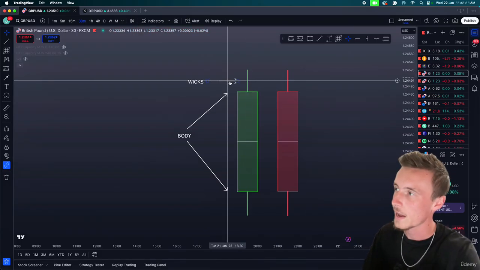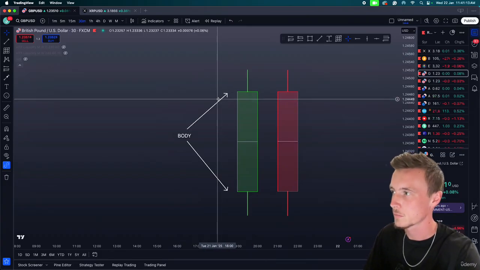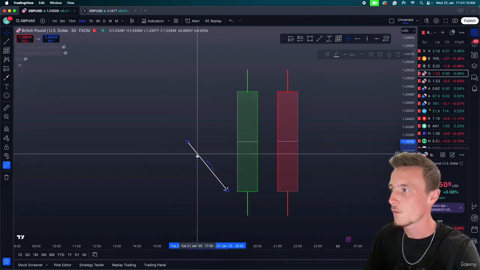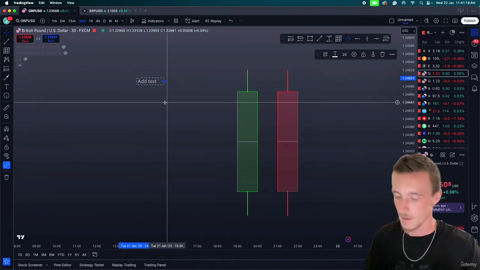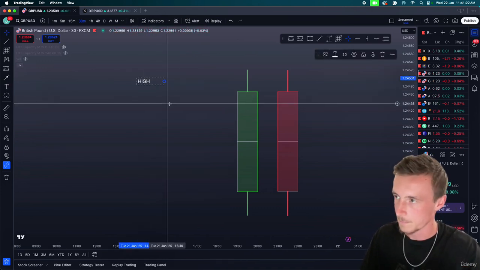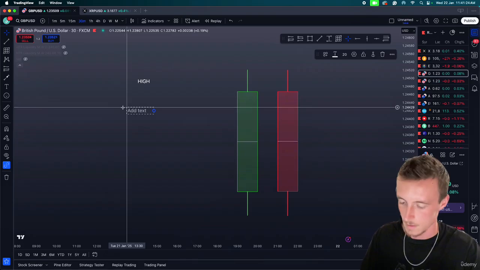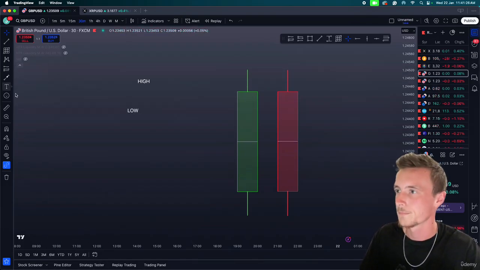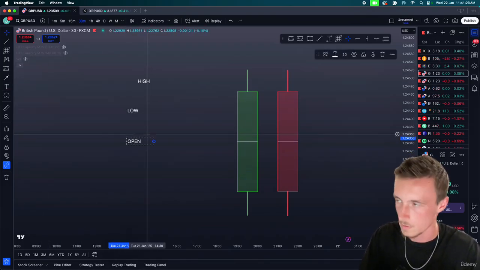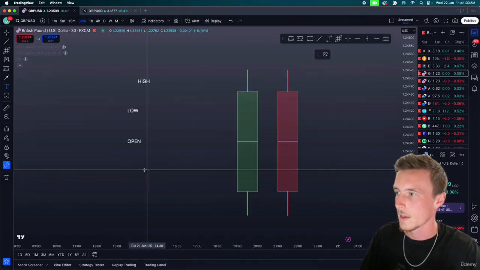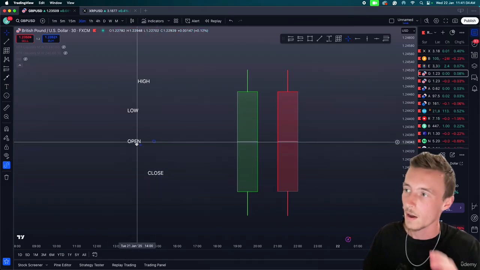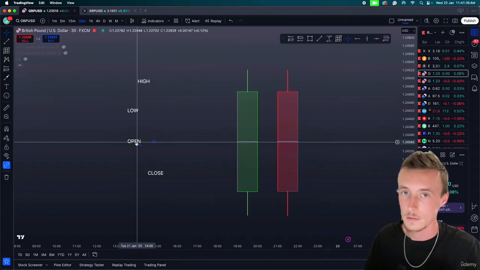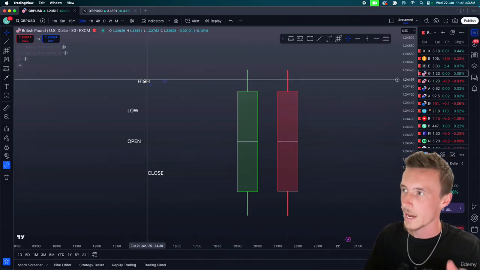But how do we actually read these properly apart from just body and wick? There are 4 things in each and every candlestick. They are the high, the low, the open, and the close. Every single candlestick has these 4 things in them. How do we identify those?